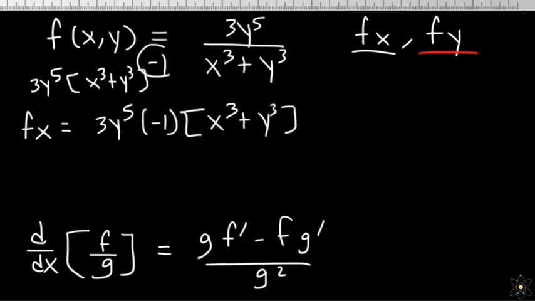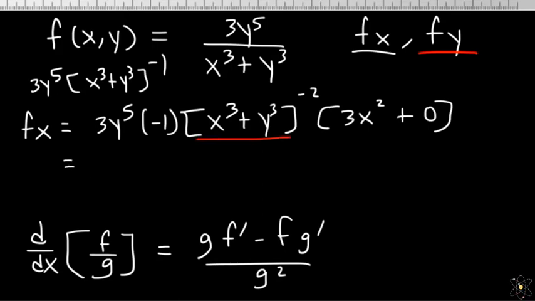Subtract negative 1 by 1, and that's going to be negative 2. And then differentiate the stuff on the inside. The derivative of x cubed is 3x squared. And the derivative of y cubed is 0, because we're going to treat it as a constant.